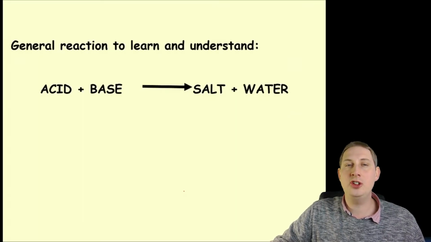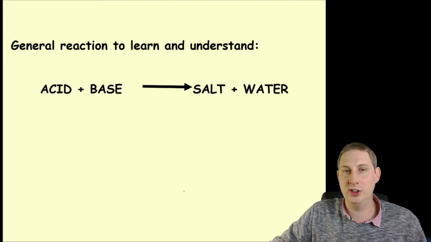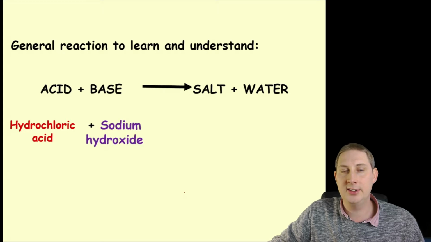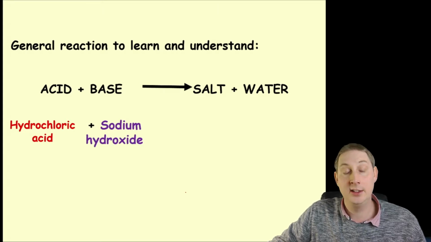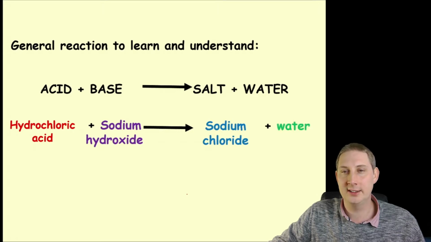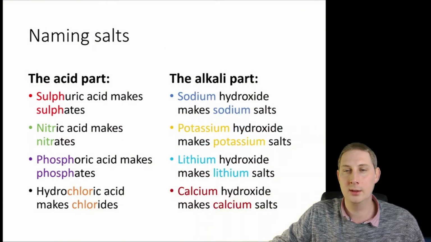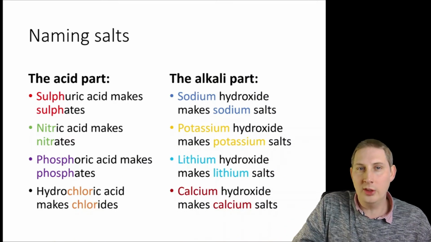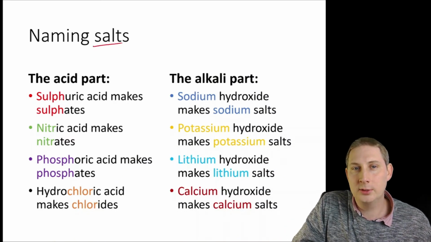And you need to know this general reaction. You need to know that an acid plus a base makes a salt and water, so that if you are given any acid and any base, you can work out what the products would be. So have a think. What are the products when hydrochloric acid reacts with sodium hydroxide? It was on the last slide. Sodium chloride and water.